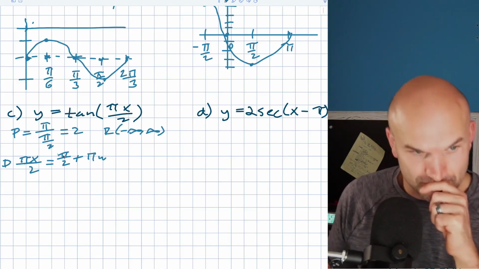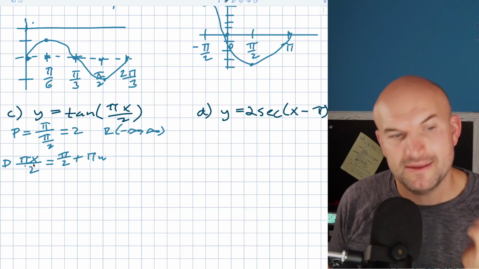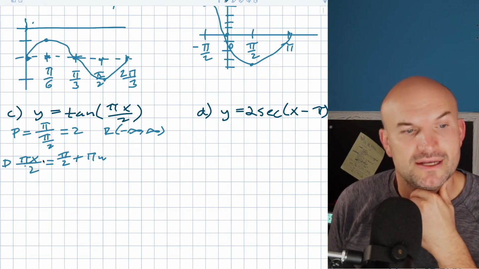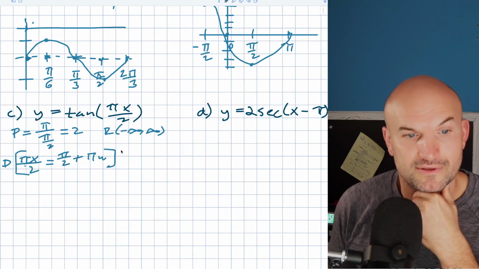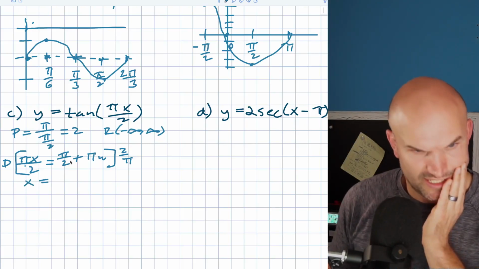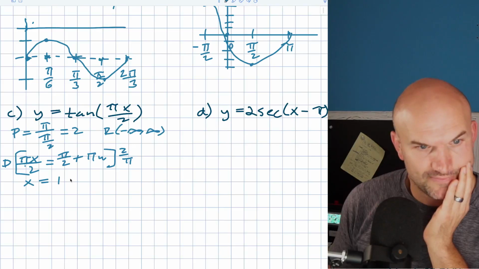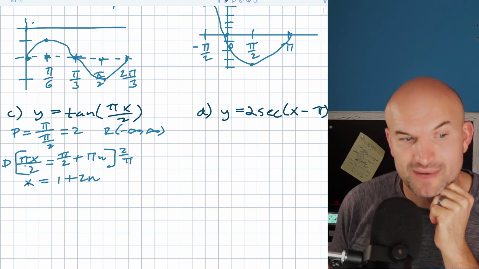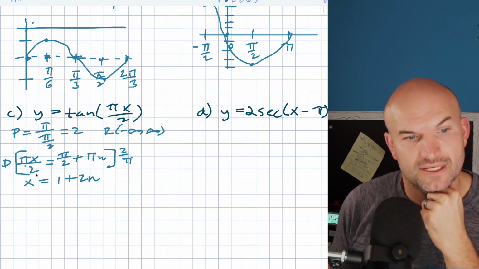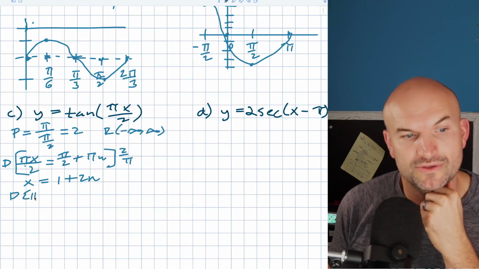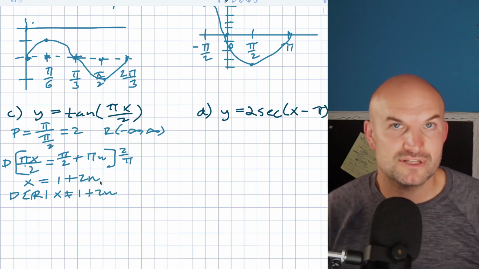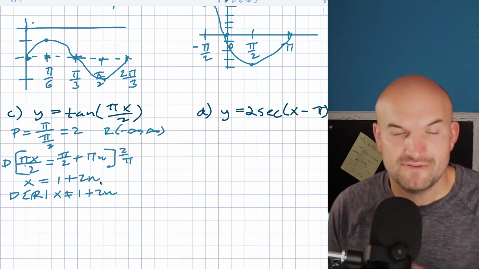Now what we simply need to do is multiply by 2 over pi. When I multiply everything by 2 over pi, what I'm going to get is x is equal to 2 over pi times... that's going to be 1 plus 2n. So my domain here is all real numbers such that x cannot equal 1 plus 2n. So it'll be like 1, 3, 5, right? So every 2n from there.